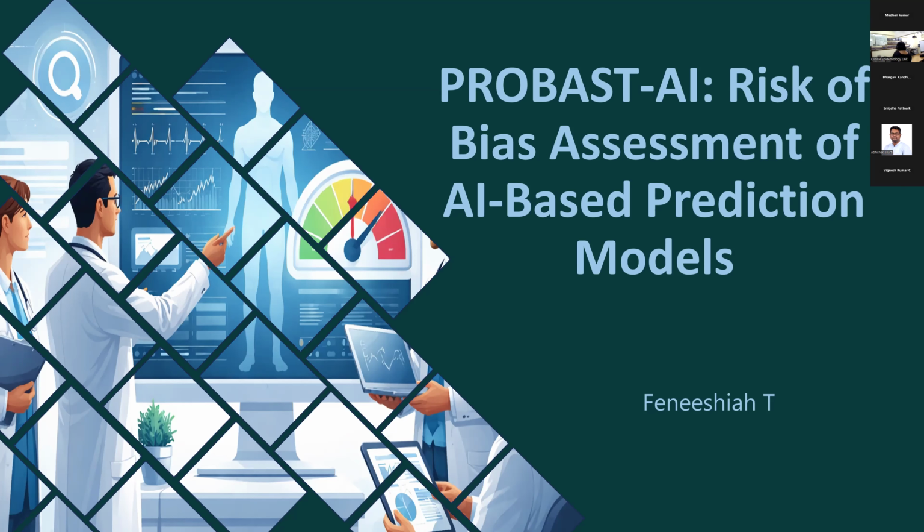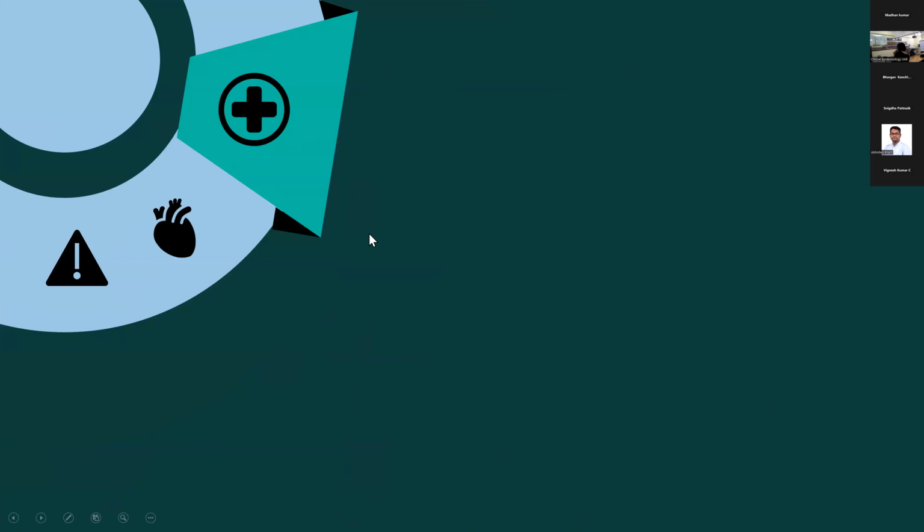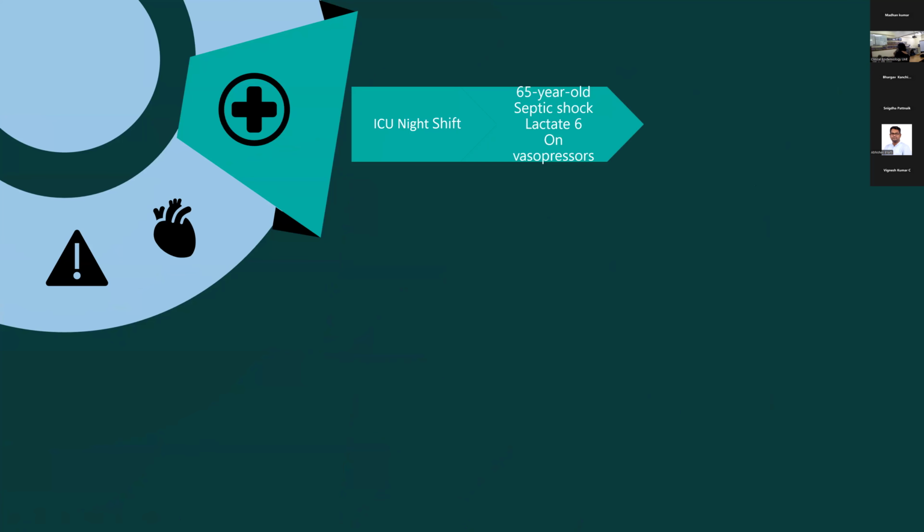So good morning, everyone. Today we will be looking at using PROBAST AI to assess the risk of bias of AI-based prediction models. Before moving on to this, we'll start off with a few examples. You're doing a night shift in ICU and you have a 65-year-old gentleman with septic shock, on vasopressors with a lactate of 6. So you wonder what is his probability of dying over that night shift.